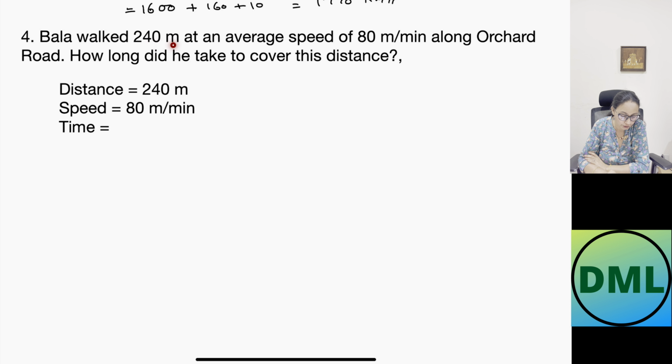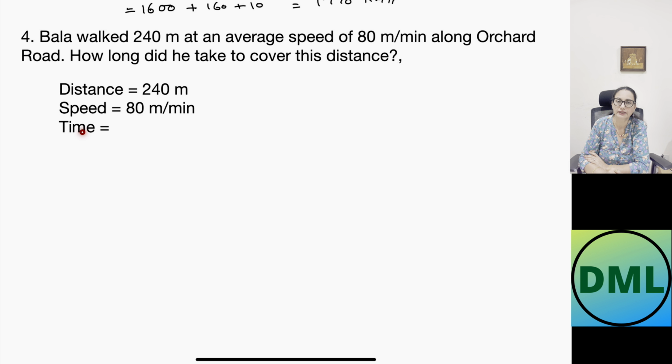Bala walked 240 meters at an average speed of 80 meters per minute along Orchard Road. How long did he take to cover this distance? They have given you the speed, which is 80 meters per minute. They have given you the distance as 240 meters. Have they given you the same unit, meters? Yes, they have given the same unit. That means I can divide it.